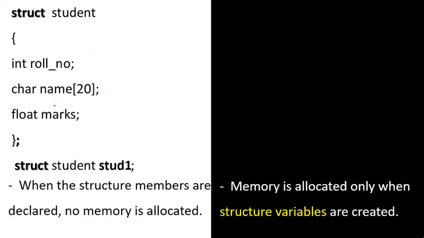For example, what is the memory allocated to one of the structure variables here? So int is, let's say, 4 bytes, character 20 bytes, float 4 bytes. So 20 plus 4 plus 4 is 28. So the memory allocated for this particular structure is 28 bytes, right? So that is only allocated when I declare a variable.